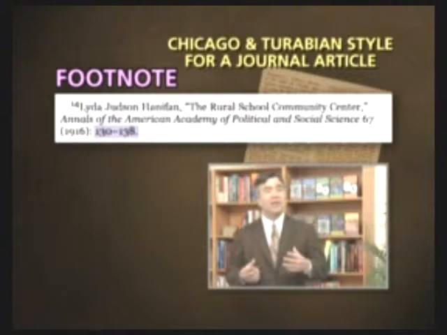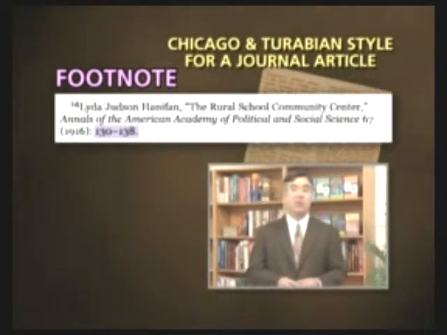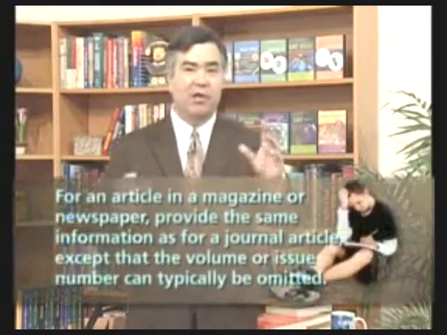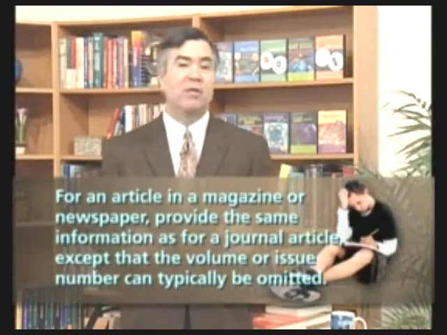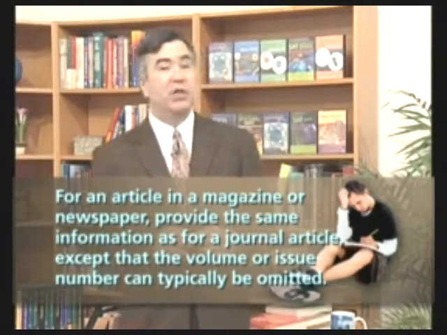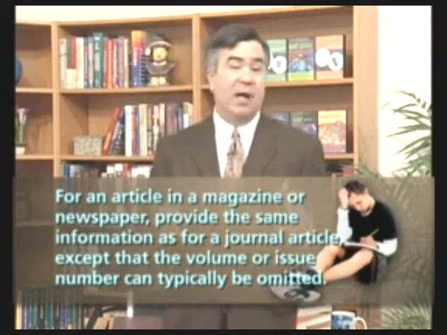So someone who wanted to find this particular article and see what you were referring to could go to any library or online source that had an archive for the Annals of the American Academy of Political and Social Science, turn to volume 67, which was published in the year 1916, turn to page 130, and find the beginning of this particular article by Hannafin. Now, for an article in a magazine or newspaper, you would provide the same information as for a journal article, except that the volume or issue number can be omitted. For most popular periodicals, magazines, or newspapers, the date alone is enough to identify the issue being referred to.